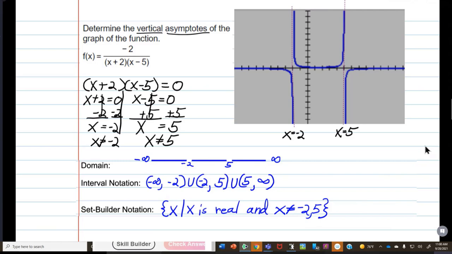Okay, factor the bottom. Set it equal to zero. Set each factor equal to zero. Solve each little equation. You've got the numbers that have to be taken out of the domain, and those numbers become the vertical asymptotes, the equations of the numbers that are the castaways, are these. X equals negative 2 is the equation of the vertical asymptote here, and X equals 5 is the equation of the vertical asymptote here.